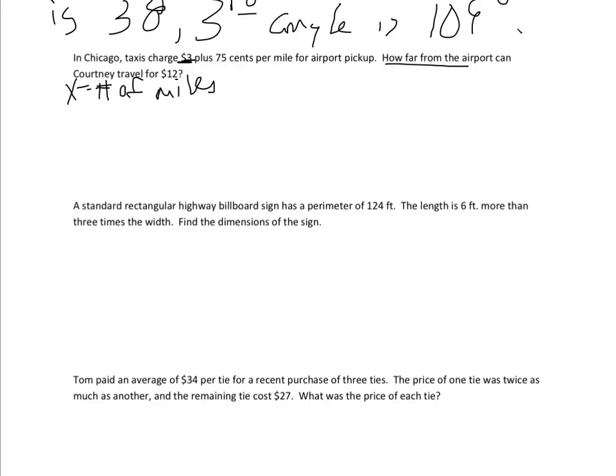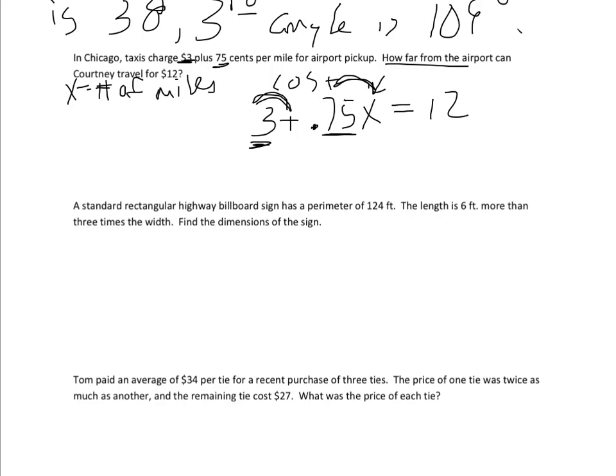So, Courtney's cost, it's $3 plus 75 cents. Now, if we're doing this in dollars, the 3 is 3. 75 cents, we're going to have to put 0.75 because it's $0.75, and that's times x. So if she travels 1 mile, it's 75 cents. 2 miles, 2 times 75 is $1.50. 3 miles, etc., etc. So we have our fixed cost, the $3, our variable cost, the cost per mile times the number of miles, and we're trying to find when this equals 12. That is, how far can she go from the airport for $12? There are generally problems that work like this where there's going to be a fixed cost and a variable cost. The variable cost always goes with the variable.